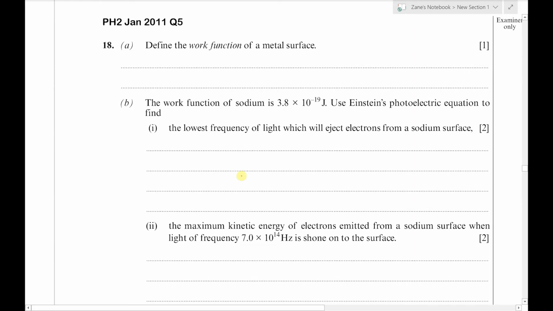Hello and welcome to another WJEC A level physics question. This time is question 5 from January 2011's PH2 paper. It's a question on the photoelectric effect.